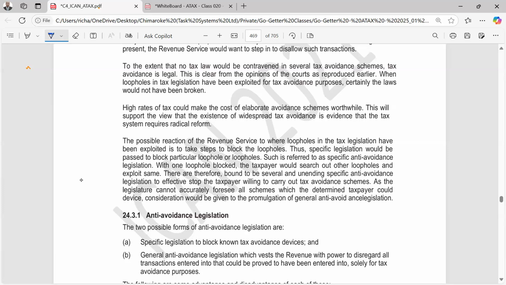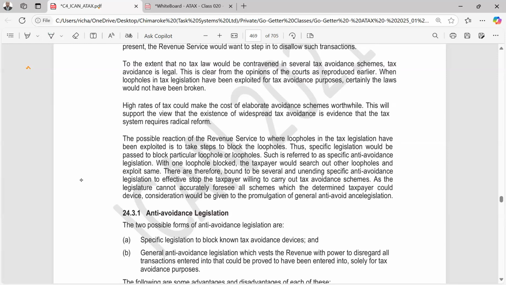The rat might decide to look for another alternative route. It could mean breaking a wall to enter. It could mean biting a pipe to come in. There must be a hole for the mouse to come in and avoid tax. So, as the government is noticing these tax holes, loopholes, they are blocking them with anti-avoidance legislation. And that is how the taxpayer will be looking for more.